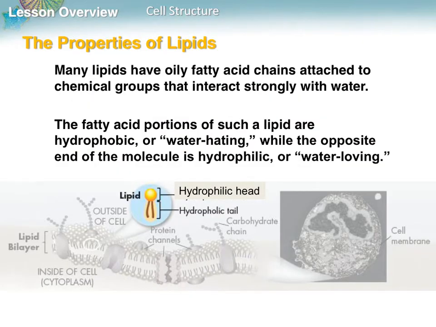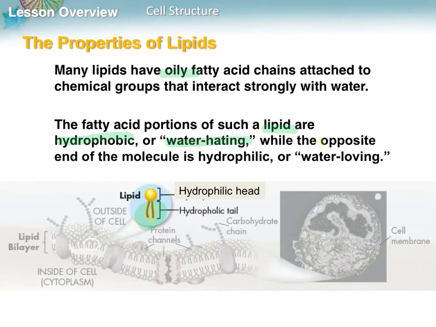If you remember when we talked about lipids, lipids had these long tails that could be straight-chained or branched or bent. They could be saturated or unsaturated. But those long tails are very oily, and so they don't like water. So the fatty acid, the tail part of the lipid in our cell membrane, is hydrophobic, which means water hating or water fearing. And that's this part of the cell membrane, the lipid.